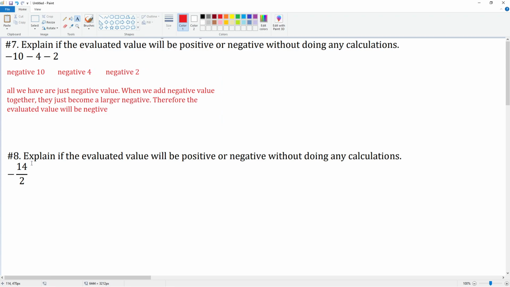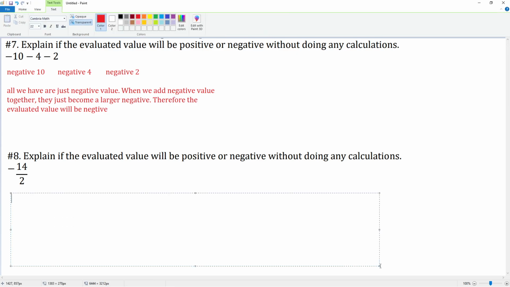Number 8, explain if the evaluated value will be positive or negative without doing any calculations. Here we have a negative value, and normally we can just put this to the top value if we want. So we could bring that negative 2 up here. So we have a negative 14, and we're dividing it into 2 even pieces. So we can write that.